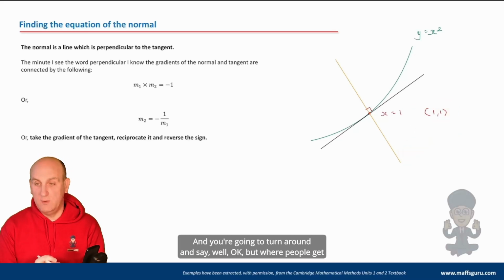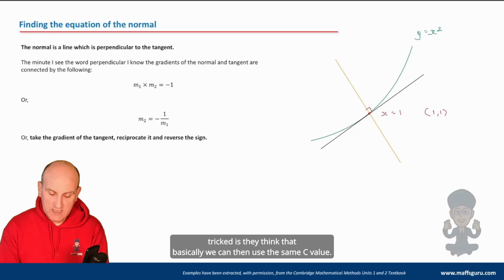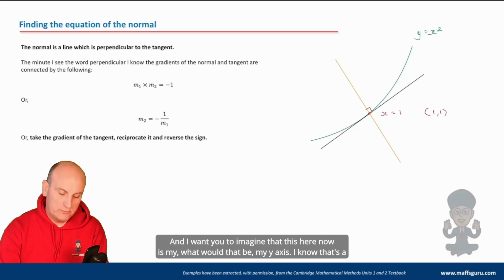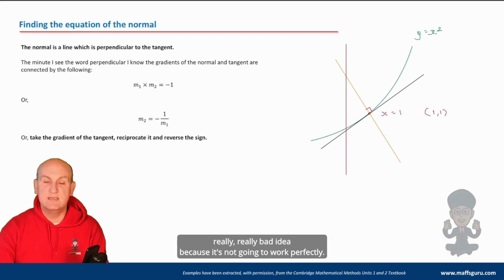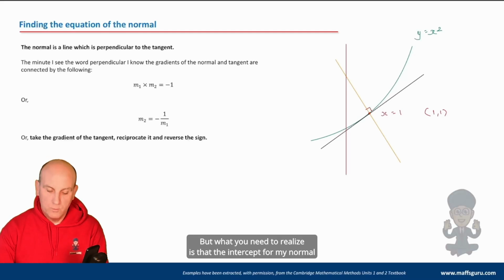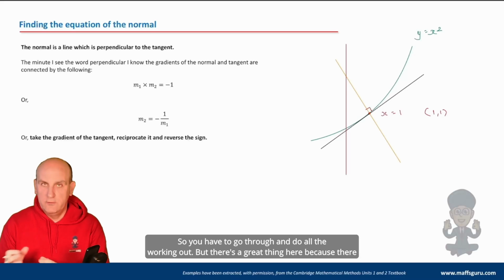Where people get tricked is they think that we can then use the same c value. I want you to imagine that this here now is my y-axis. I know that's a really bad idea because it's not going to work perfectly, but what you need to realize is that the intercept for my normal is going to be very different from the intercept of my tangent. So you have to go through and do all the working out.